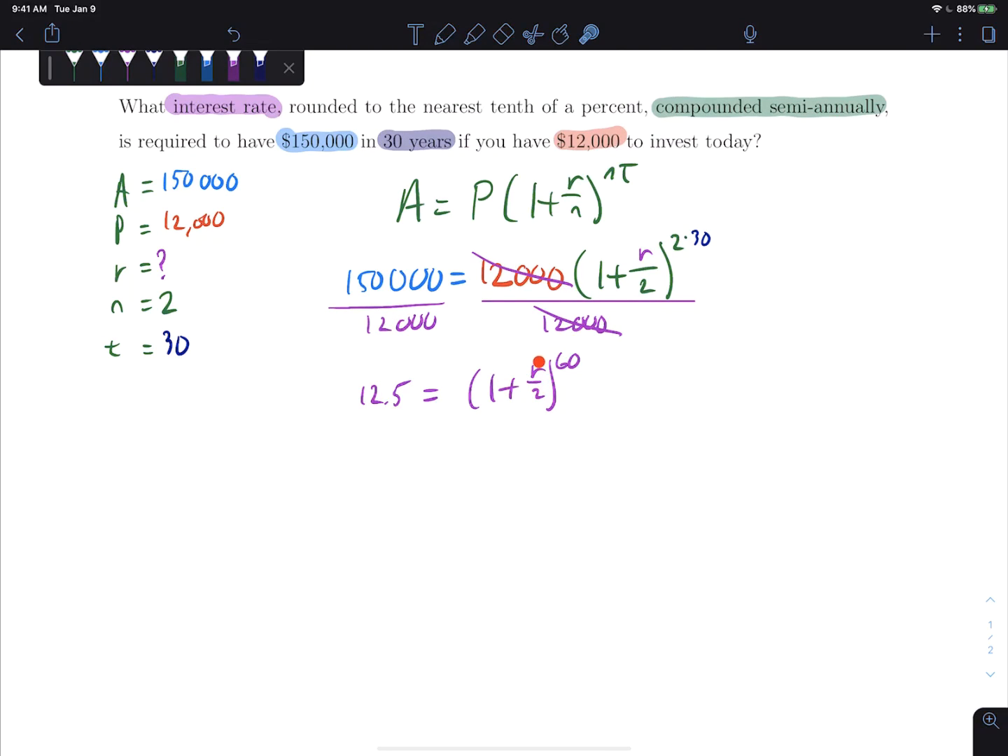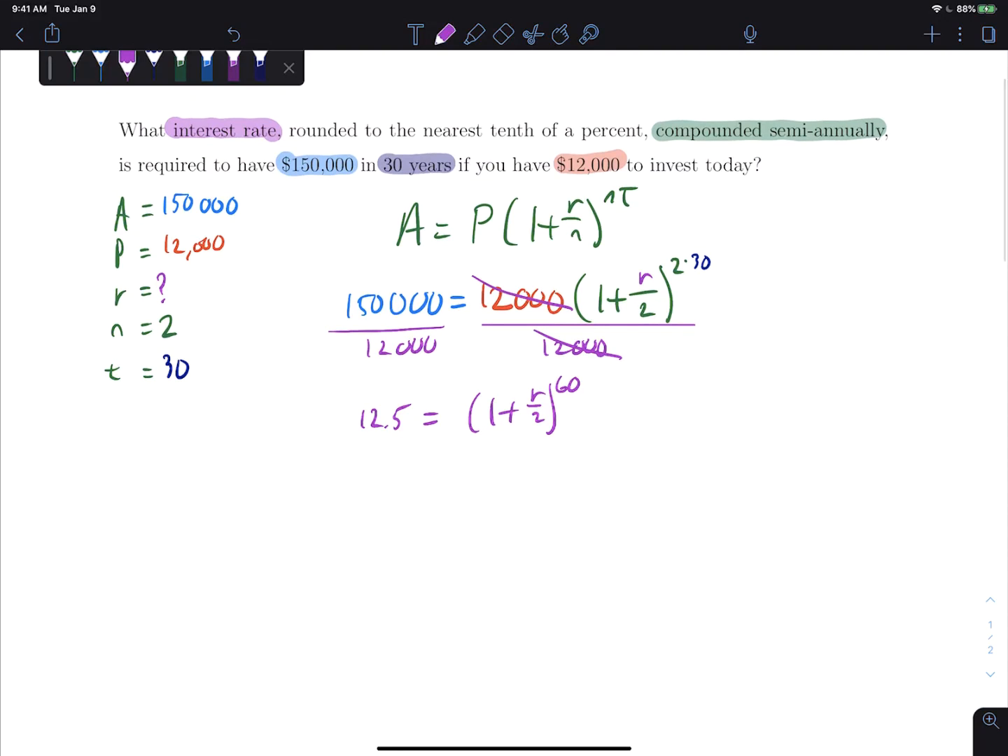And again, I want to get the R by itself, so I need to get rid of the exponent. So if we're trying to get rid of the exponent, notice that I can just take both sides to the reciprocal of 60, which is 1 over 60. This 60 and the 1 over 60 cancel, and the right-hand side is simply 1 plus R over 2. The left-hand side will be 12.5 to the 1 over 60, so type that into the calculator, and you're going to get approximately 1.042994056.